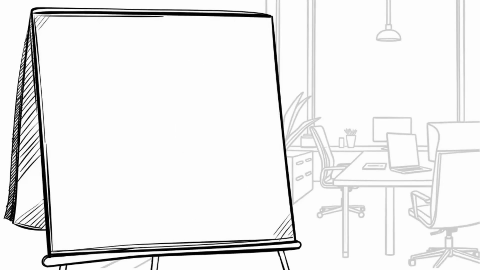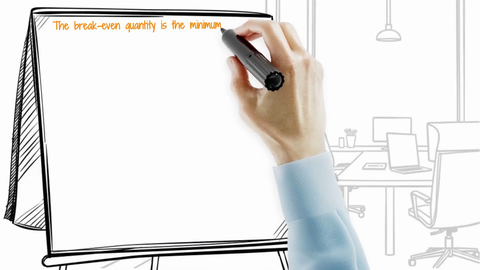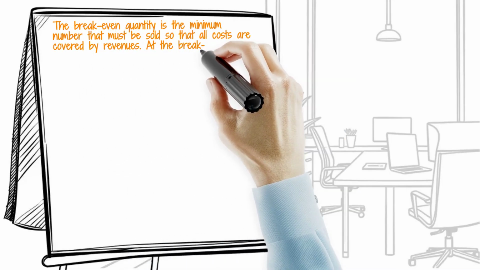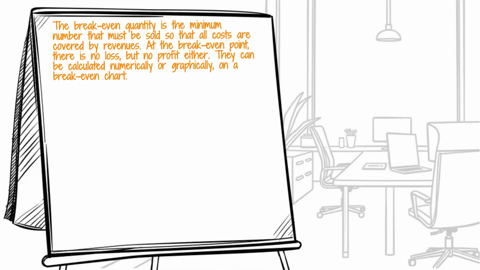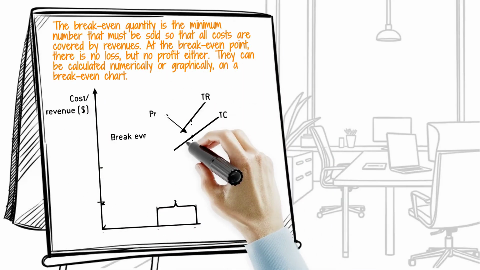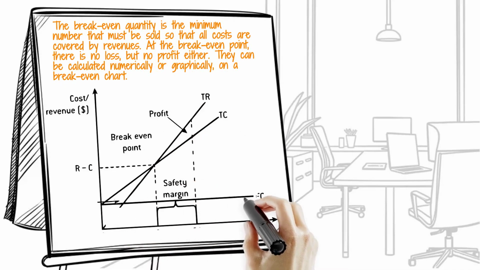The break-even quantity is the minimum number that must be sold so that all costs are covered by revenues. At the break-even point, there's no loss, but no profit either. They can be calculated numerically or graphically on a break-even chart.